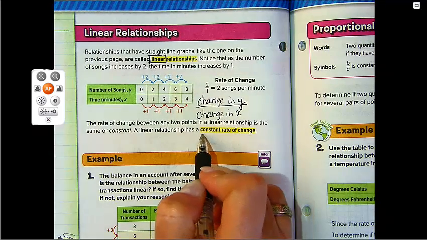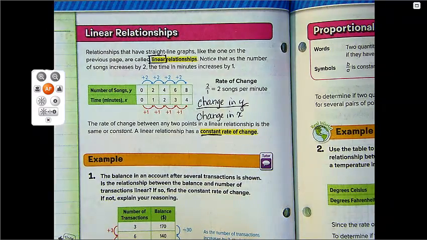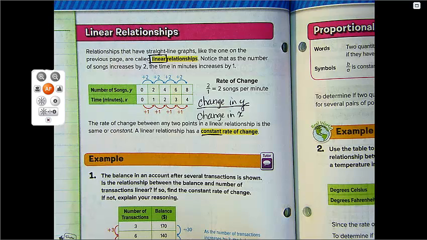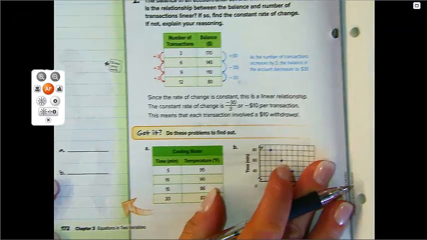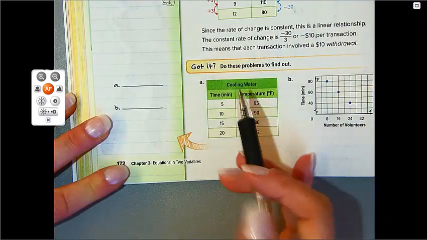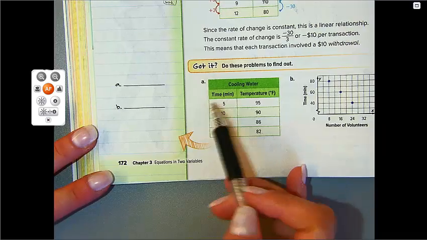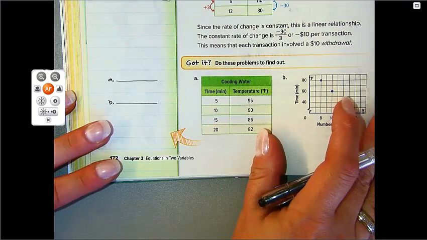And anytime it changes the same amount, it's called a constant rate of change. Constant means it's the same every single time, which means that it's going to be a straight line, meaning that that relationship is going to be linear. So now let's look at this next one. We're going to go ahead and skip number 1, and we're going to go straight down here to this graph right here. And we want to answer, are these linear?